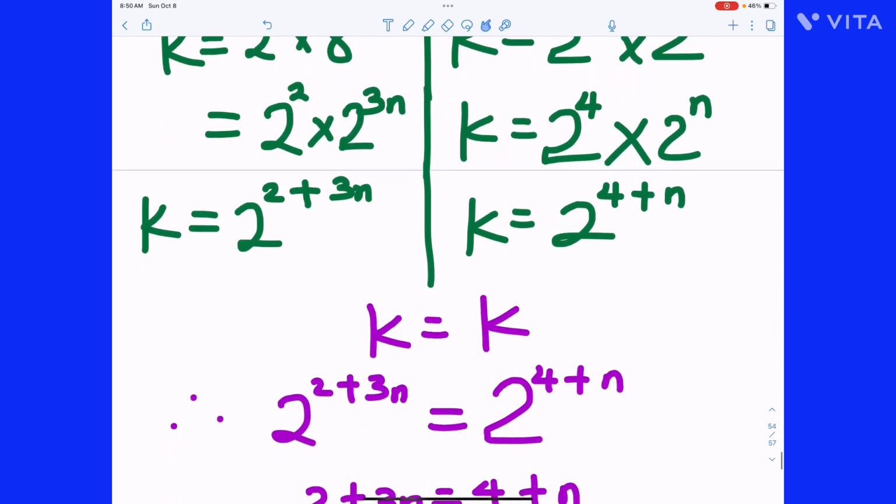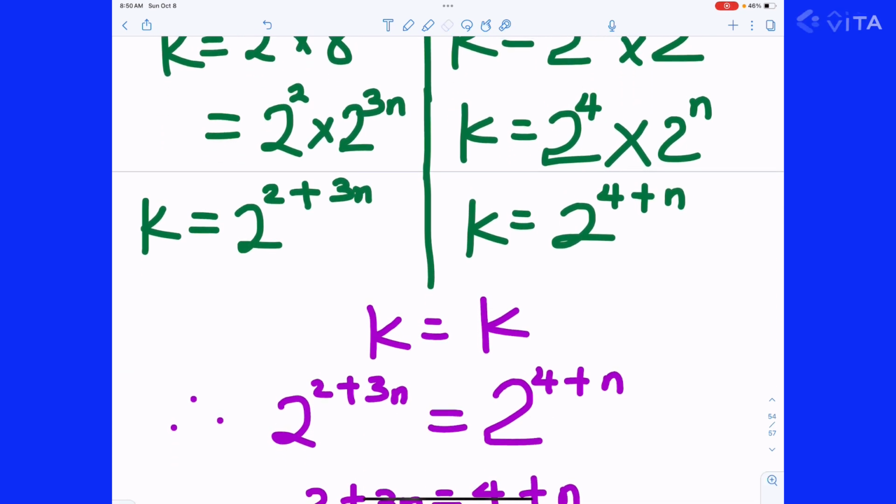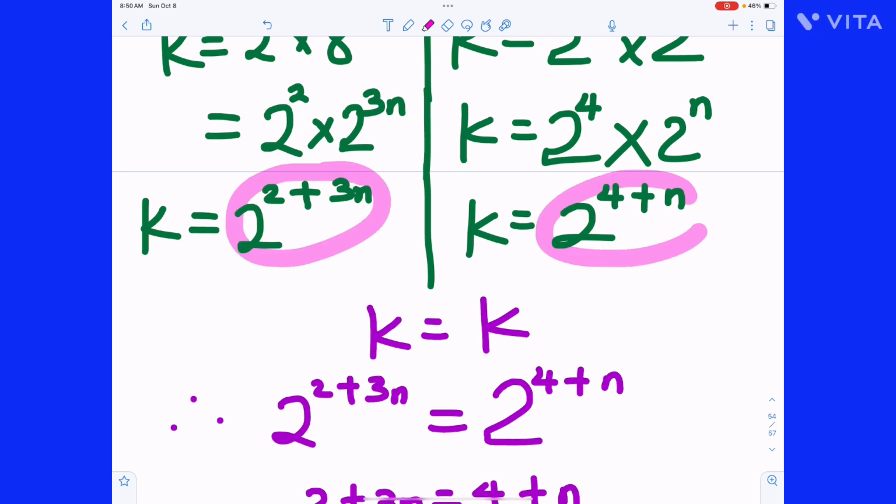So what does that give you? The value of K on the left is the same as the K on the right, because we are referring to the same variation and the same equation. But we have two expressions for the value of K. One is 2 raised to the power 2 plus 3n. The other is 2 raised to the power 4 plus n. So we equate these two.